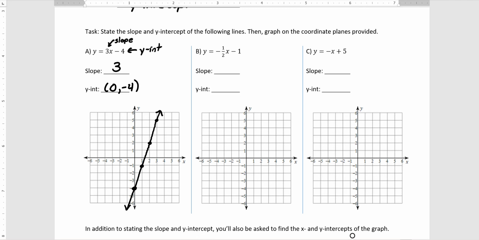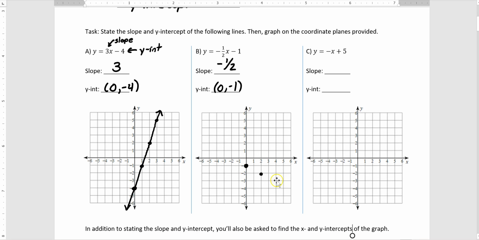There we go. Fantastic. Looking at letter B, y equals negative 1/2 x minus 1. In this one, my slope would be negative 1/2. My y-intercept would be the coordinate (0, -1). So (0, -1) is right here. That slope of negative 1/2 tells me down 1, right 2.